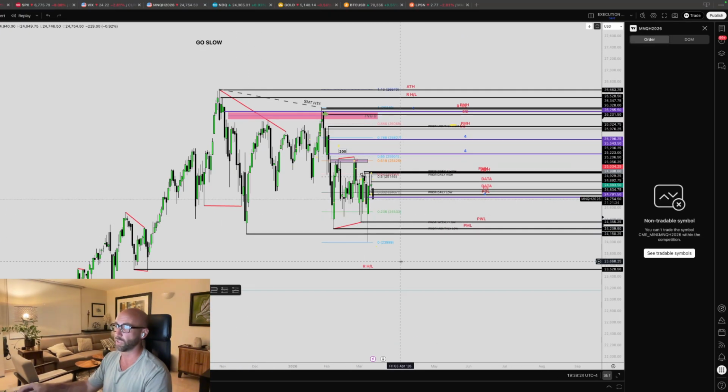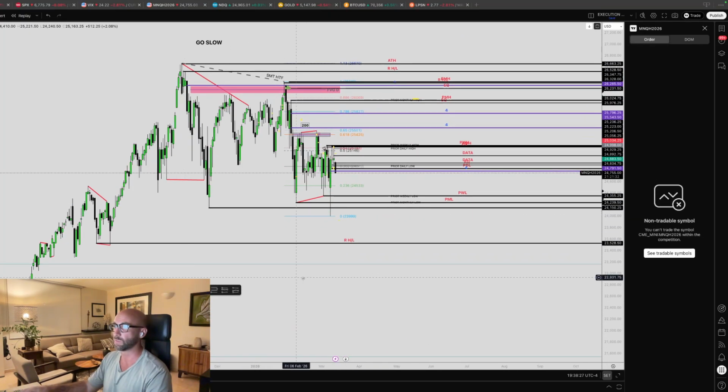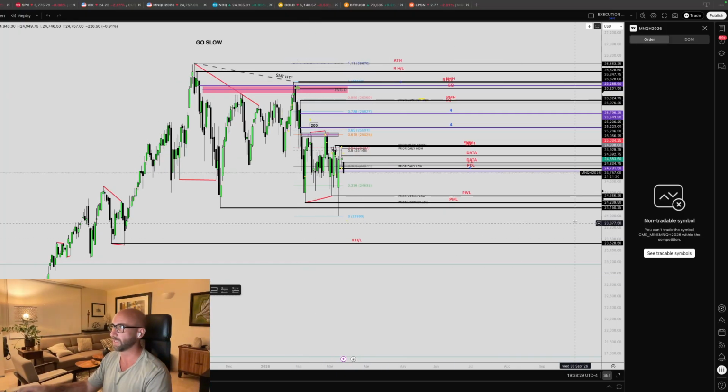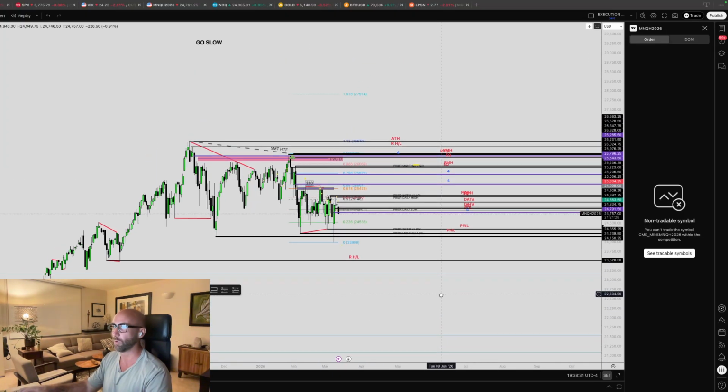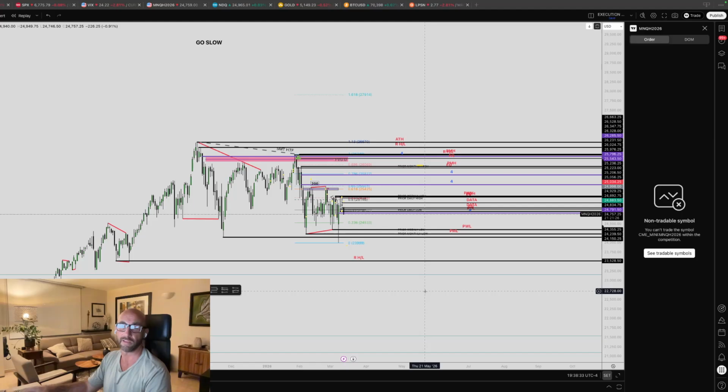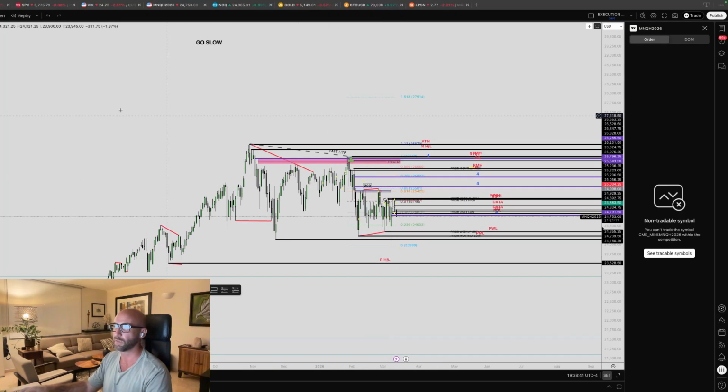The only thing with this is when we do eventually break up or break down, it'll be violent. This almost acts like a coil spring, and there's a ton of shorts here that will have to close out, which will drive price higher. So better days are coming, and honestly, the market's actually held up extremely well.